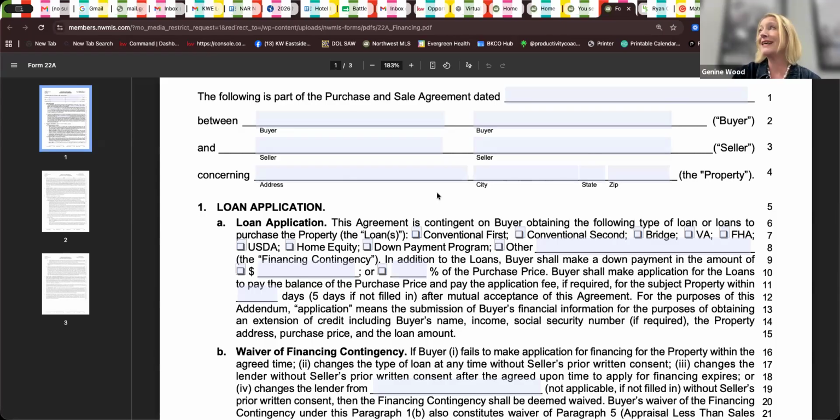If they're getting a first and a second because they don't want private mortgage insurance, meaning that they do not have the 20% down and they would get PMI, private mortgage insurance, maybe they're doing a first and a second to lessen that insurance, because it's less expensive to have a first and a second than it is to pay the private mortgage insurance. So it's very common in the lending world.